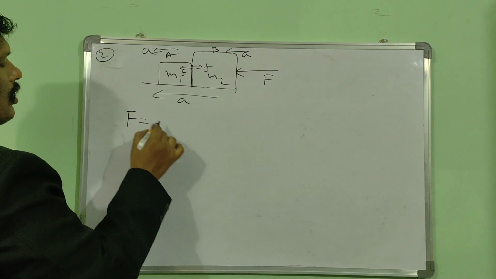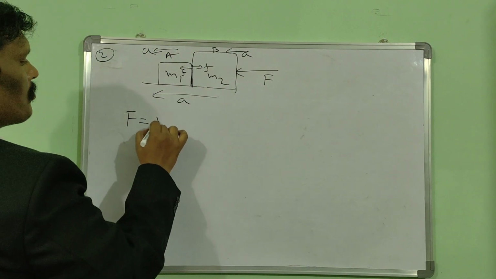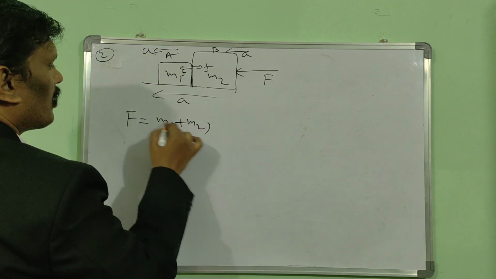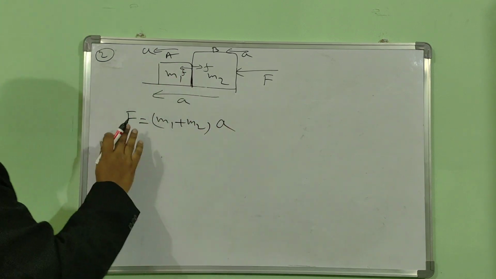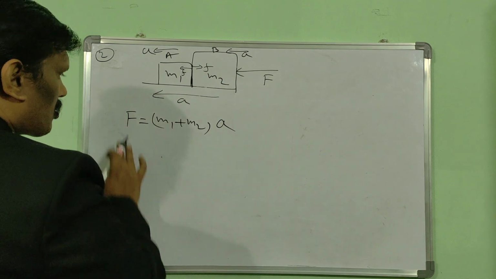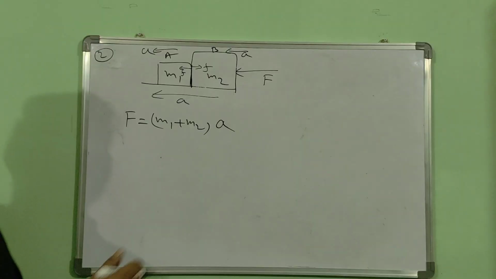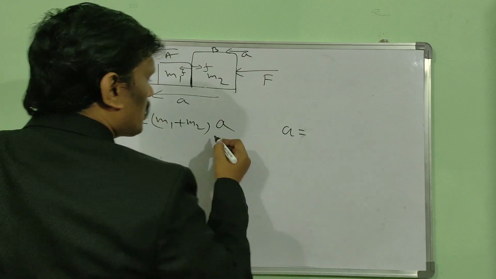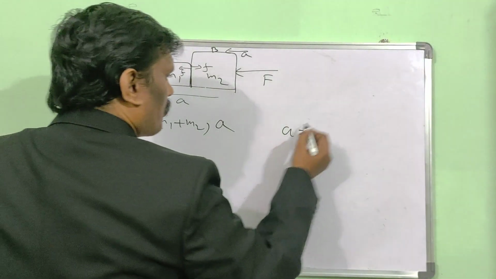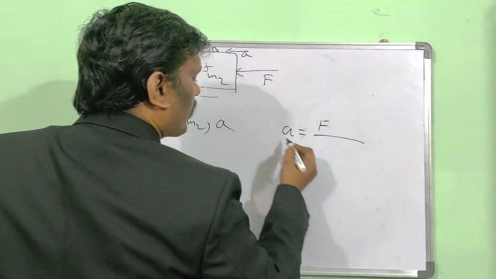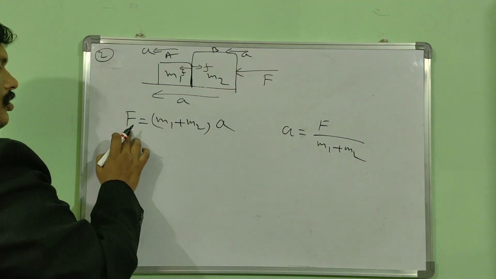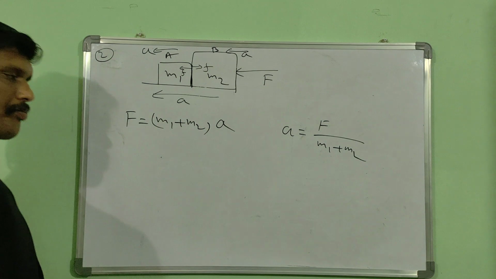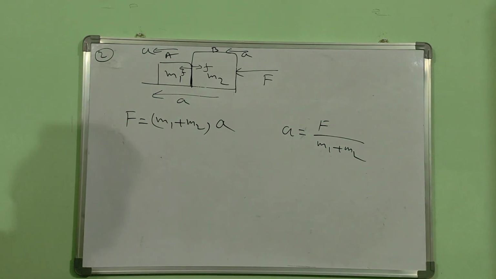So F is equal to, what is the total mass of the system? M1 plus M2, into what is the acceleration of the system? A. That's all. By using this formula, if you know M1 and M2 and the acceleration of the system, calculate the force applied. Otherwise, if you know the force, calculate the acceleration by using this formula. Both are equivalent. Acceleration is equal to F upon M1 plus M2. The next one.